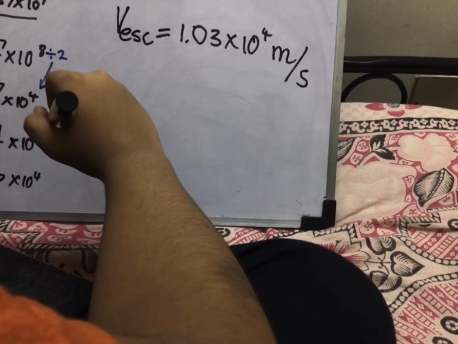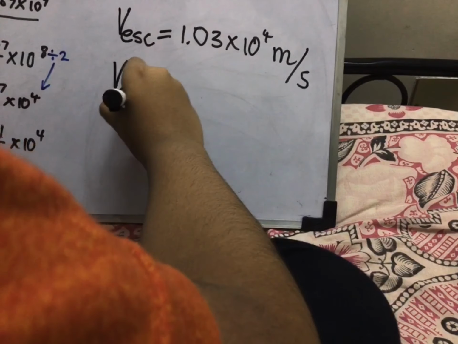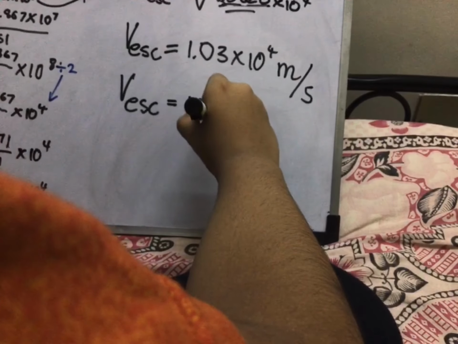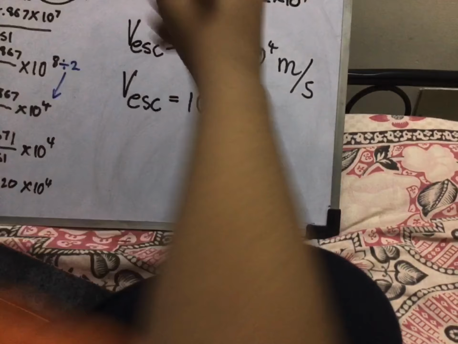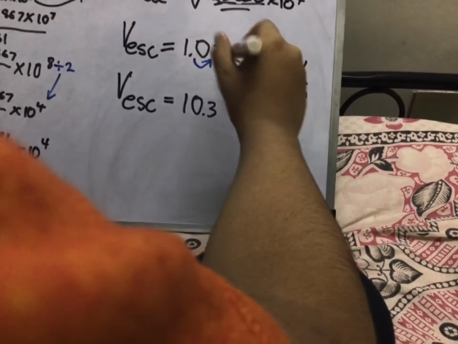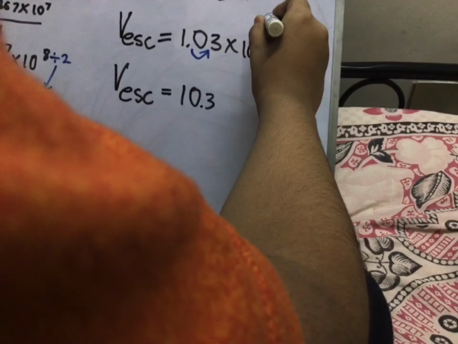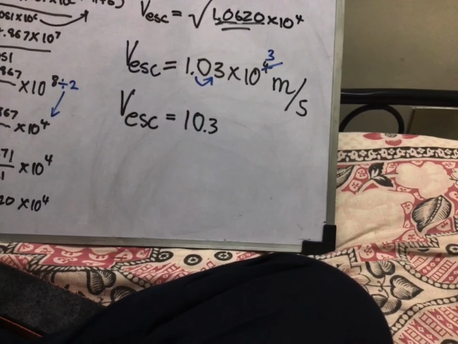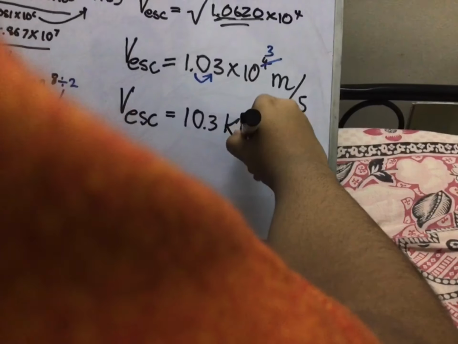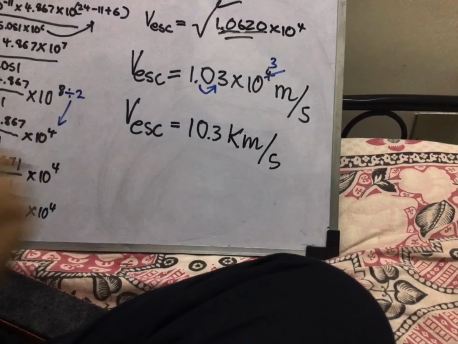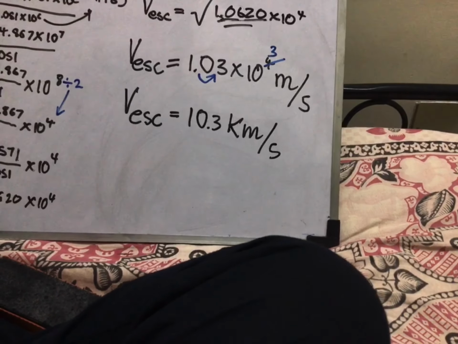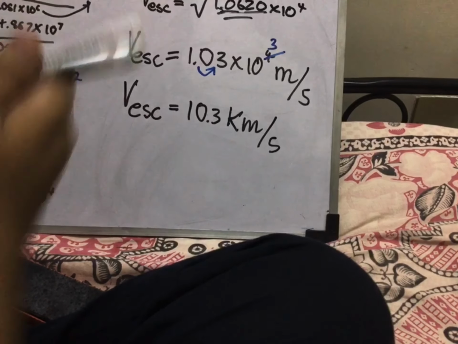Or if you want the answer in kilometers, it's very easy to convert this answer. The escape velocity is equal to 10.3, that is increasing the value of the numerical part. So if we do this, immediately the exponent becomes 3. And 10 to the power 3 meters is the same as kilometers. So our answer, or the escape velocity of Venus, is the same as 10.3 kilometers per second.